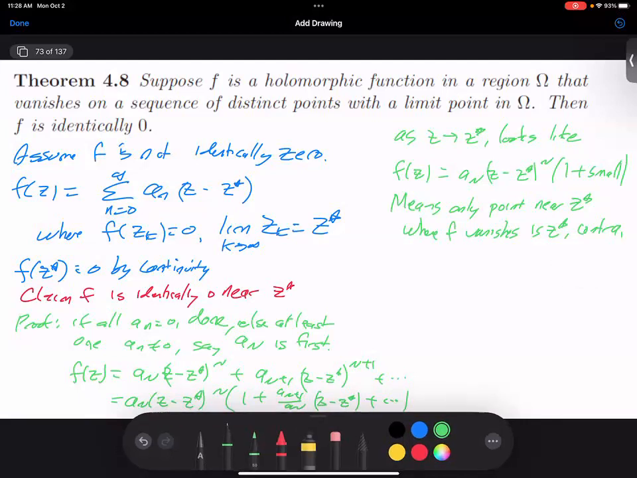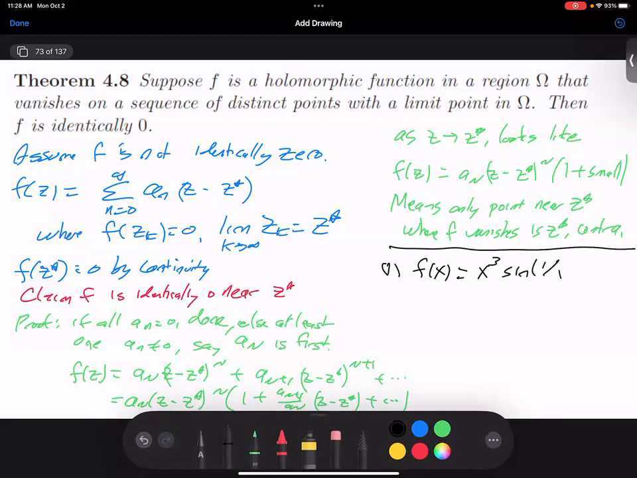Okay, so two comments. First, let's let f of x be x squared. Let's make it x cubed. Feeling generous, x cubed sine of 1 over x. This function is clearly differentiable. This function has infinitely many zeros, and where do those zeros accumulate? They accumulate at 0.